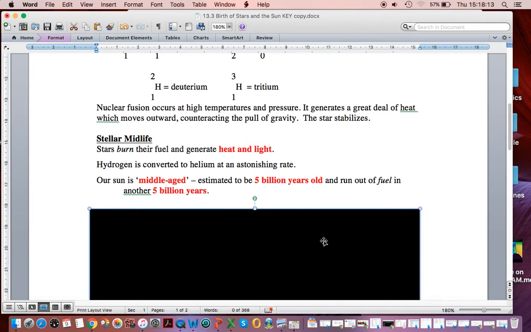Our sun happens to be roughly halfway through its life. It's believed to have been around for about 5 billion years, and it's believed to run out of fuel in about another 5 billion years.